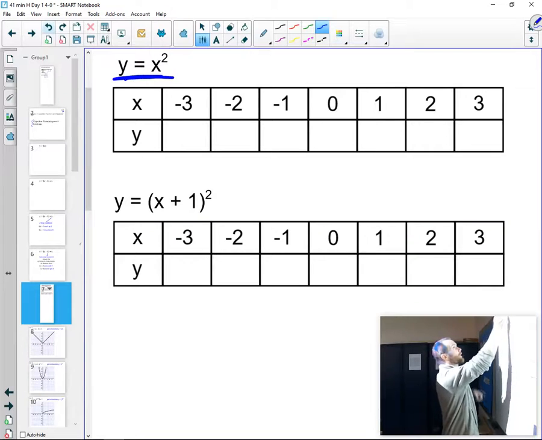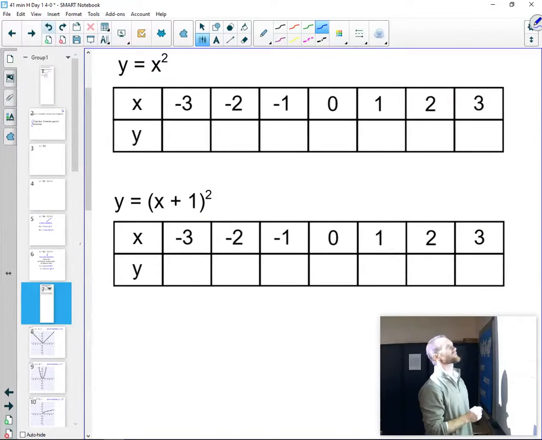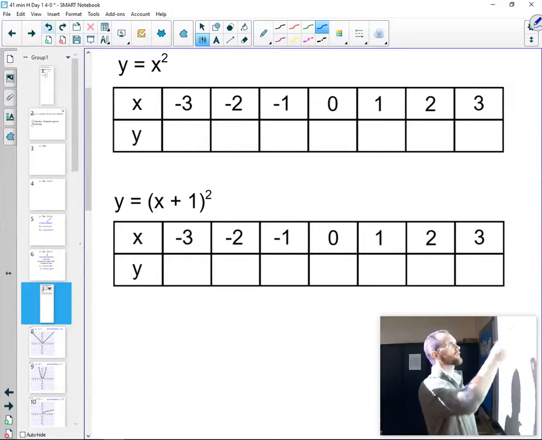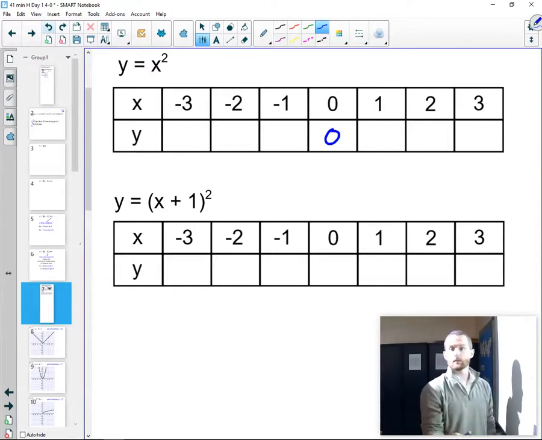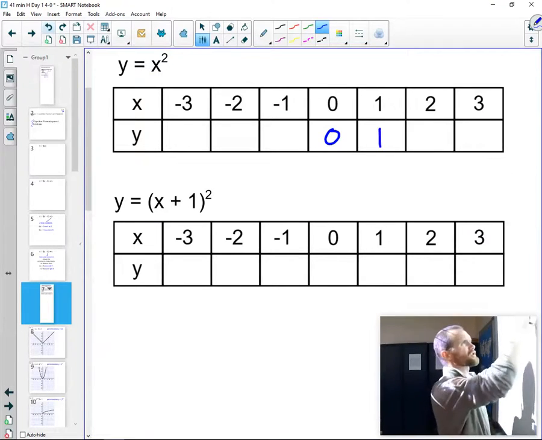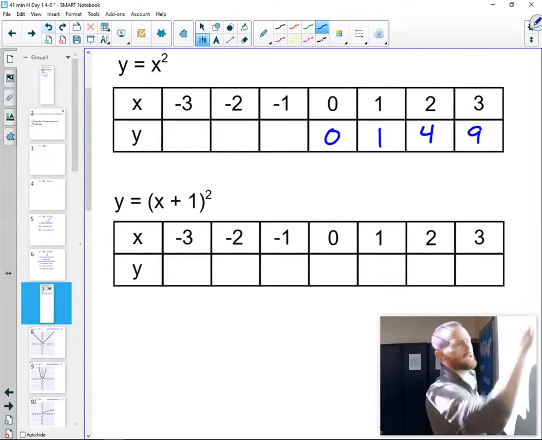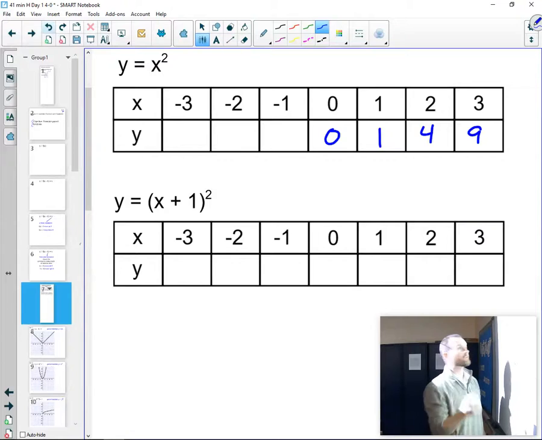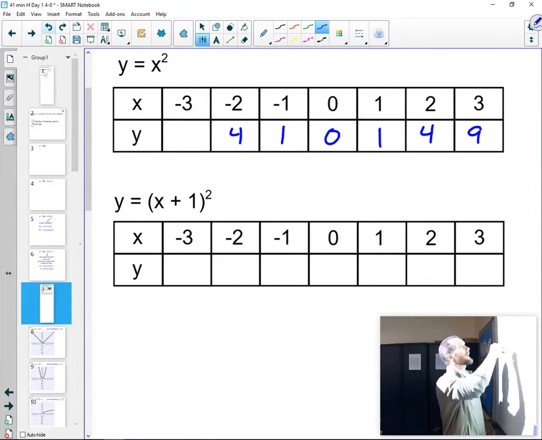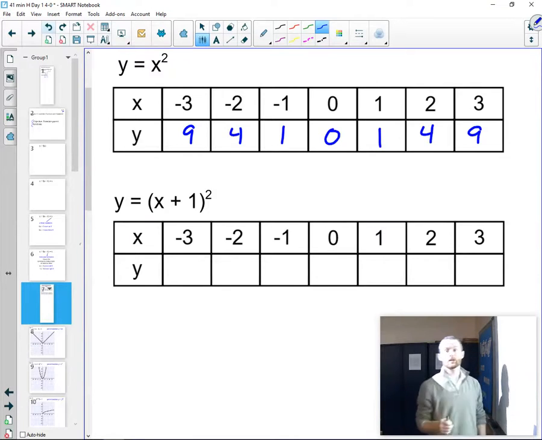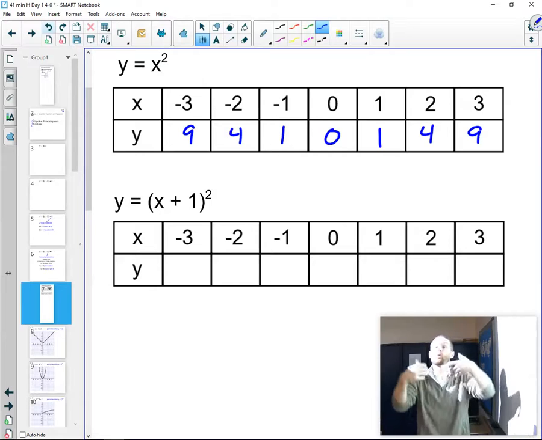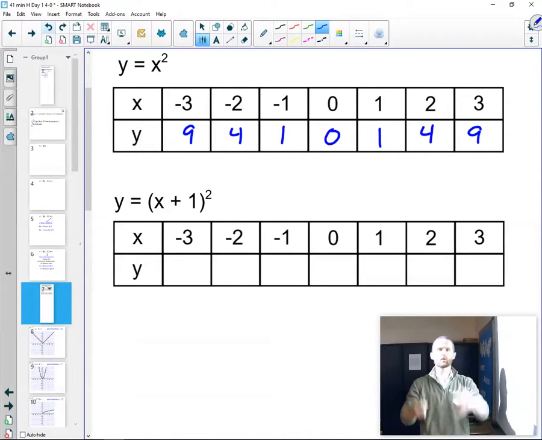So here our parent function is y equals x squared. So let's start with 0. So if I plug in a 0, well, 0 squared is just 0. Plug in a 1, 1 squared is just 1. Plug in a 2, 2 squared is a 4. 3 squared is 9. And then the negatives, plug in a negative 1 squared is positive 1. Negative 2 squared is positive 4. And negative 3 squared is positive 9. So there we've got all of our output values, our range values, our y values. Those all mean the same thing. We have all of those values for our parent function.